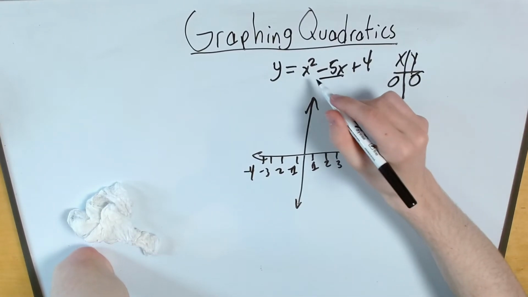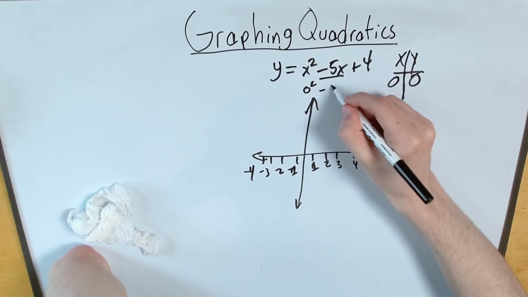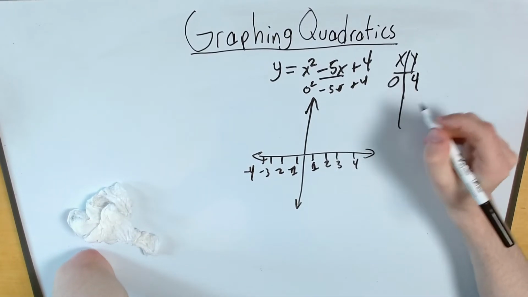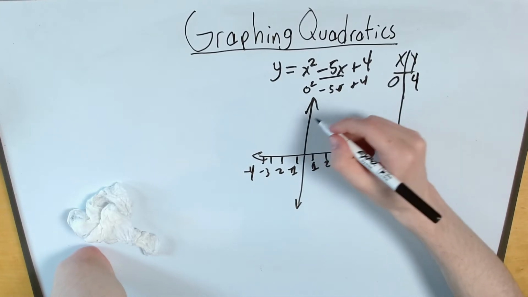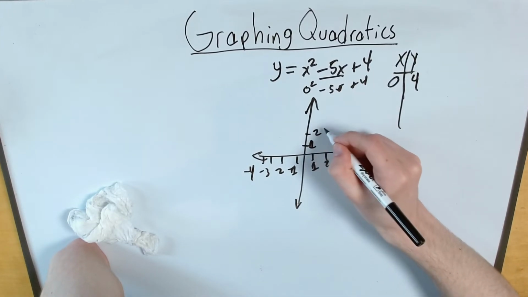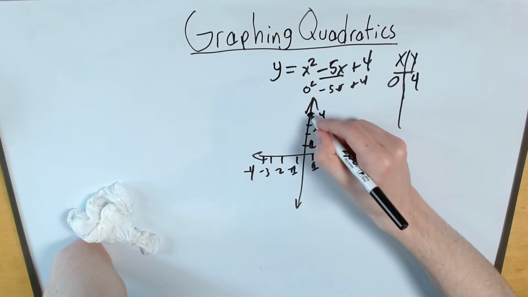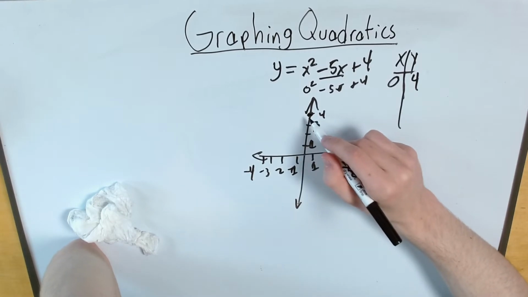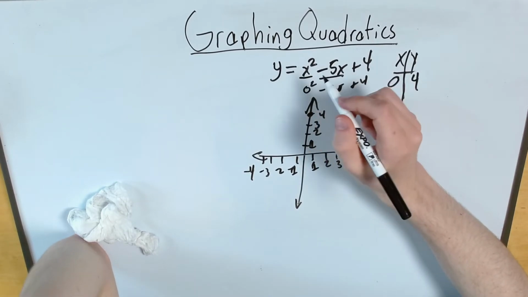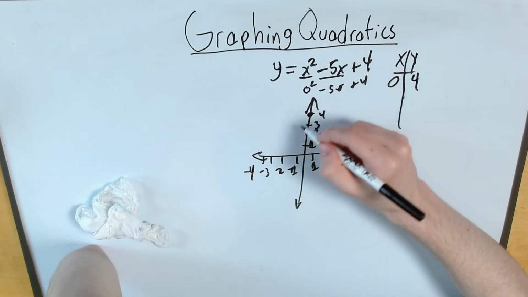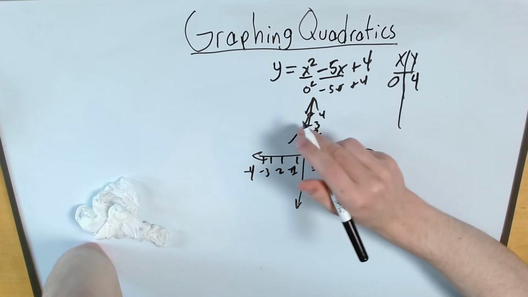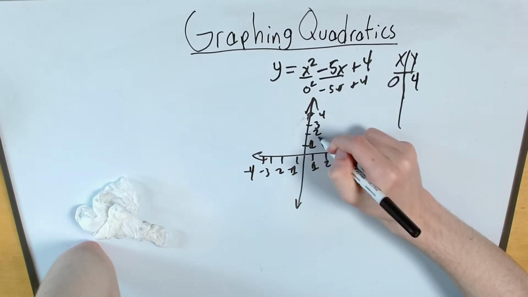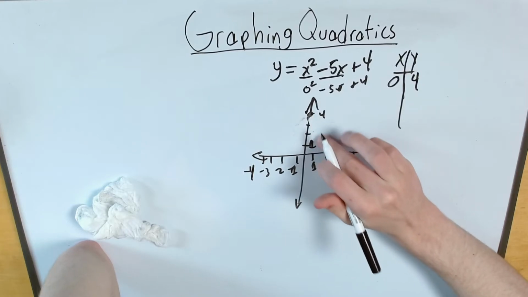Right? Just 0. So 0 squared minus 5 times 0 plus 4. That's just 4. So I know my y-intercept is 4 right here. So then I say, okay, this is pretty high. And I know that this x squared is positive, so it's not like I'm going down. So this is either part of something going up this way or something going up this way. But I don't know which.